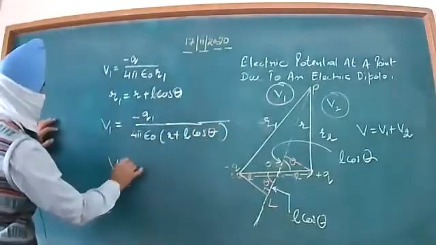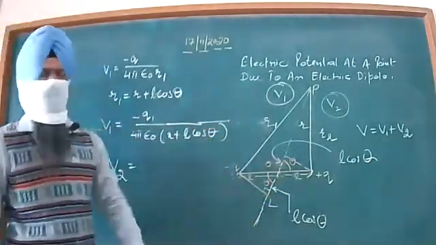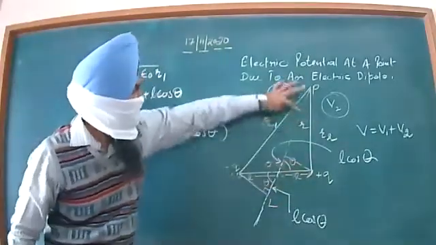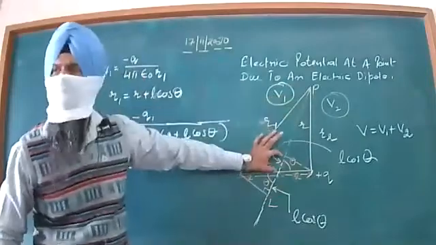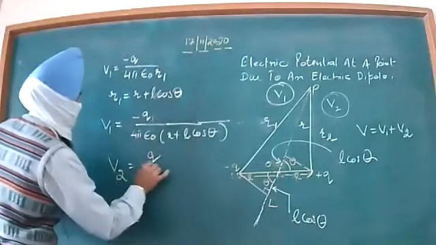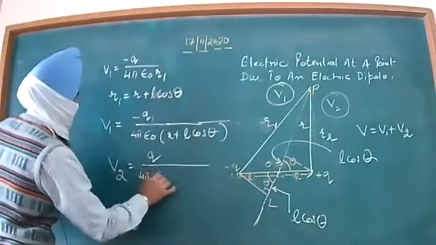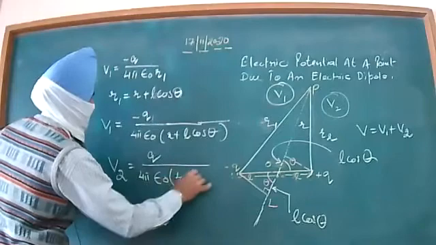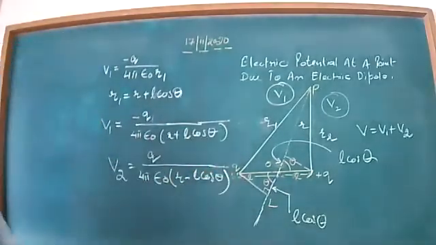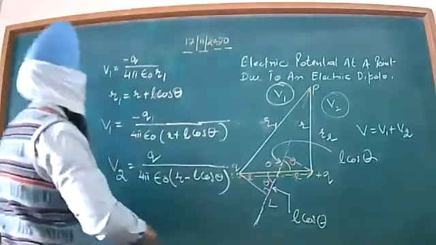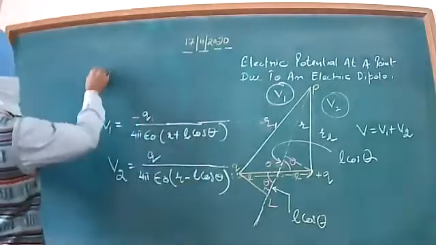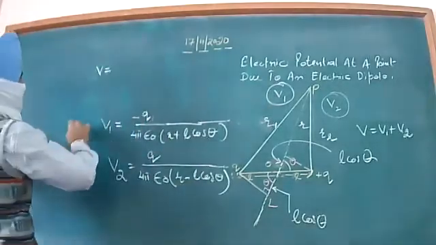And obviously, due to this positive charge, see here, this distance will get subtracted. This is R2, and this will be R minus this distance. So this is equal to Q upon 4 pi epsilon naught into R minus L cos theta. We are simply to add these two, and let us do so. Let us add these two. So on adding these two, I will get that electric potential V.